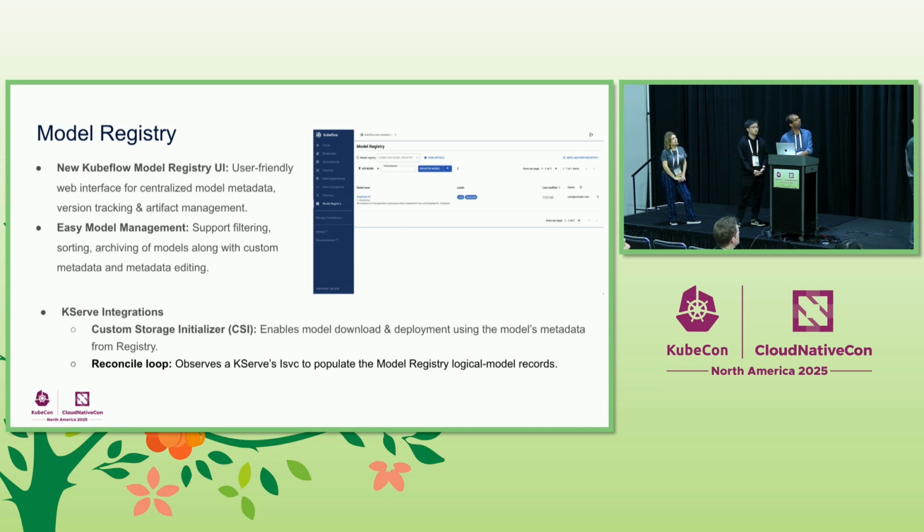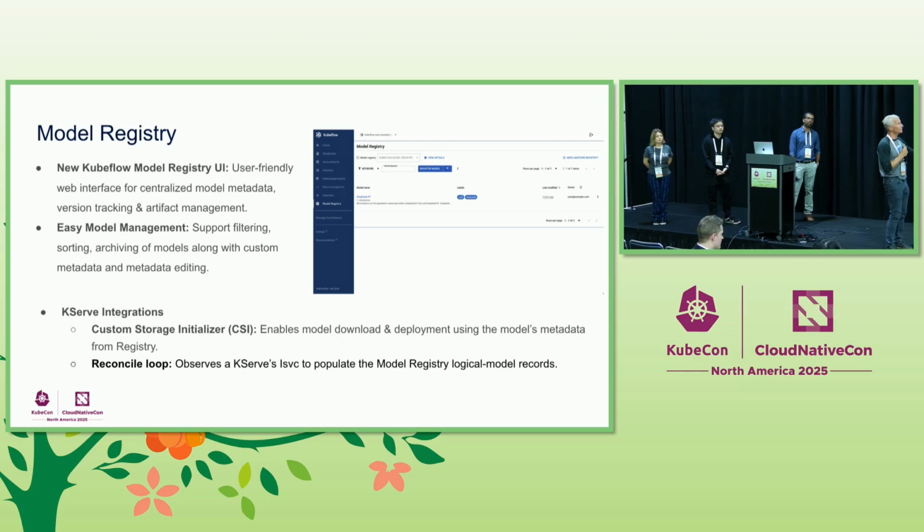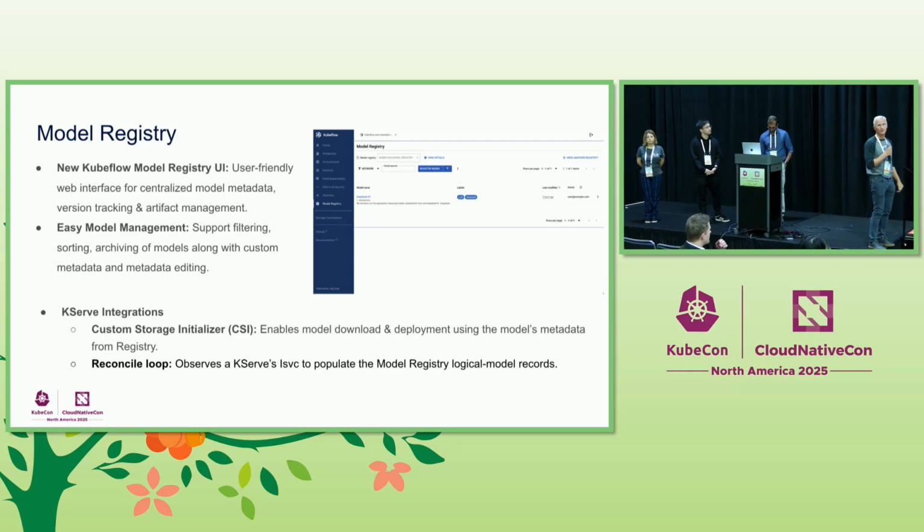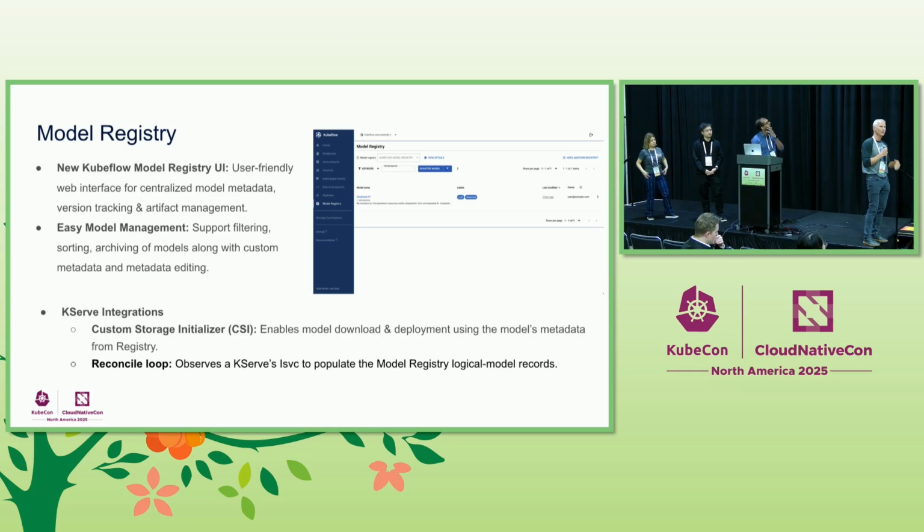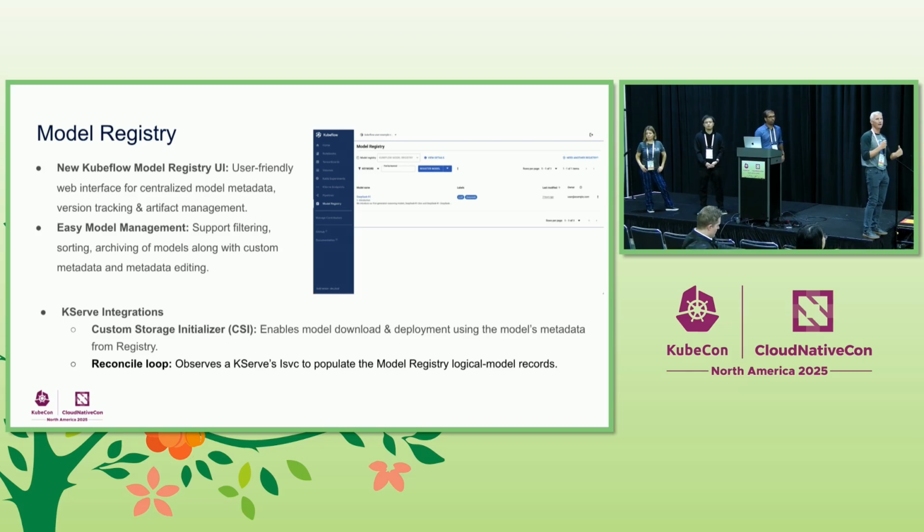So, important stuff. Along with that are now integrations with other parts of Kubeflow, including when you go to deploy, using KServe and the KSI, the custom storage initializer. So you can download and deploy using the model's metadata from the registry. Just think about that. If you're going to deploy, you want to make sure everything's right. Being able to get it right from the registry, and then having a reconcile loop, so you can actually see what was deployed and bring it back into the registry to see if what's deployed actually is what's in the registry.